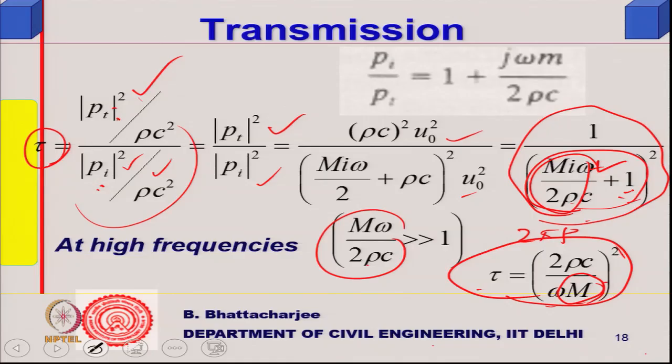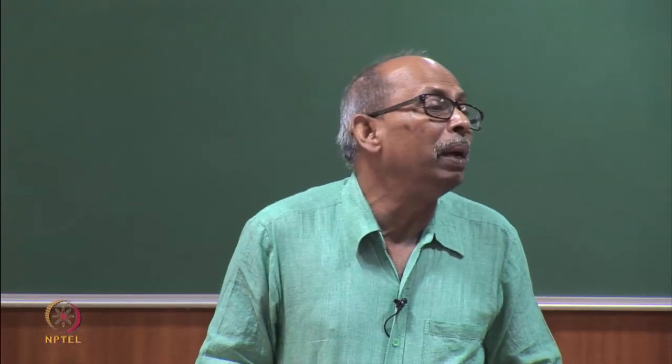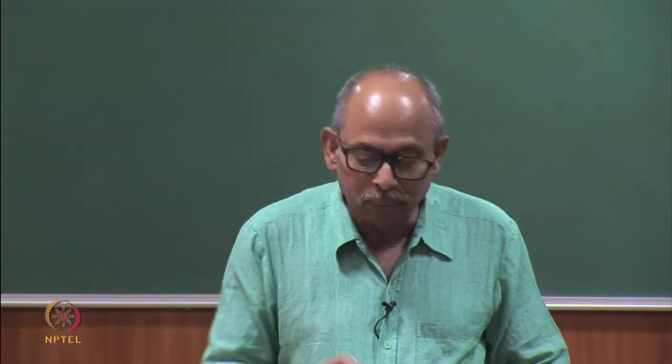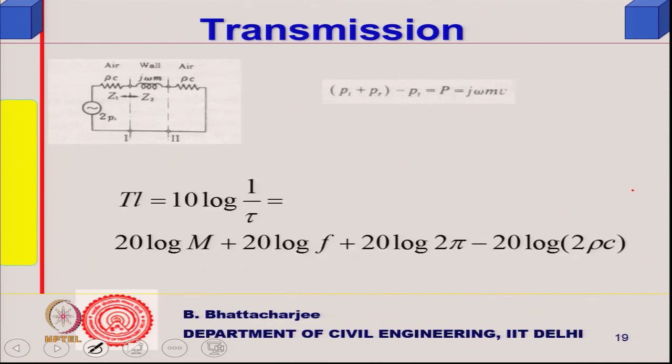How did I define transmission loss? Transmission loss was 10 log 1 by tau. We will come to that, but you can model this in this manner also, assuming an equivalent analog circuit. I am not really interested in this, because, as we shall see, this is the theoretically derived formula. So, 10 log 1 by tau.